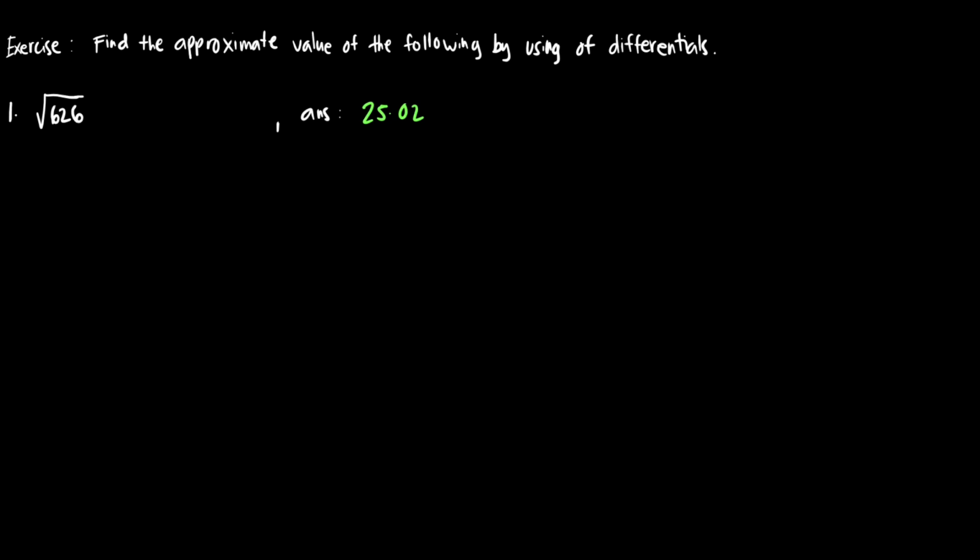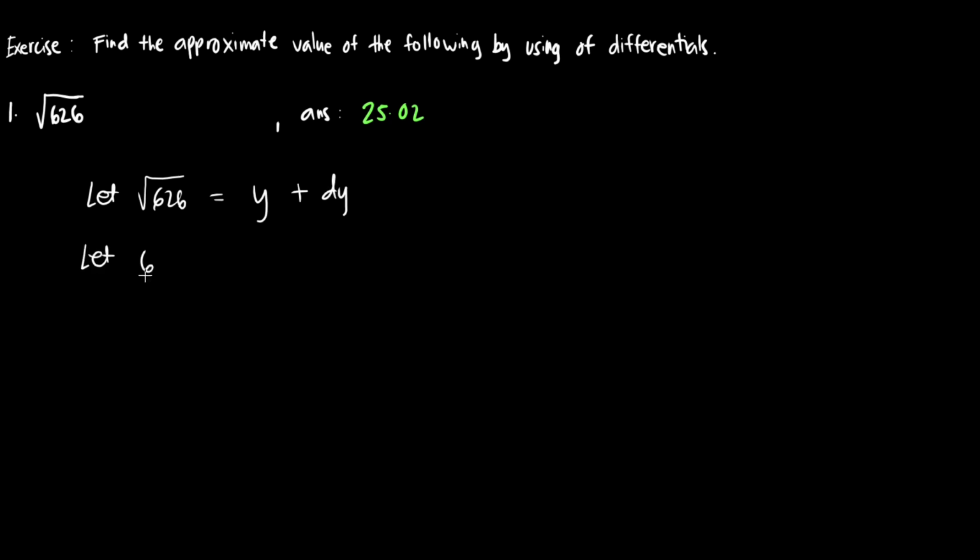So for this one, find the approximate value of the following by using differential. For number one, square root of 626. So we are trying to find the approximate value using differential. For this one, first step is we'll let square root of 626 be equal to y plus dy.